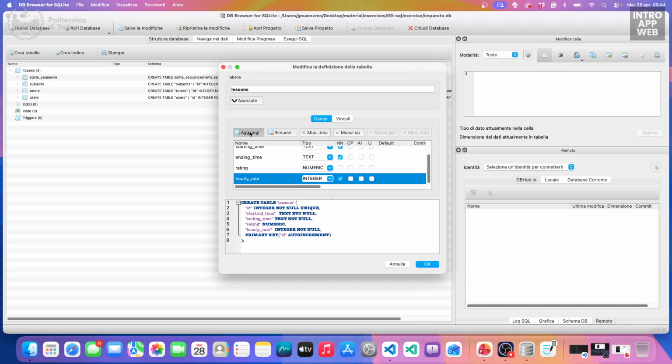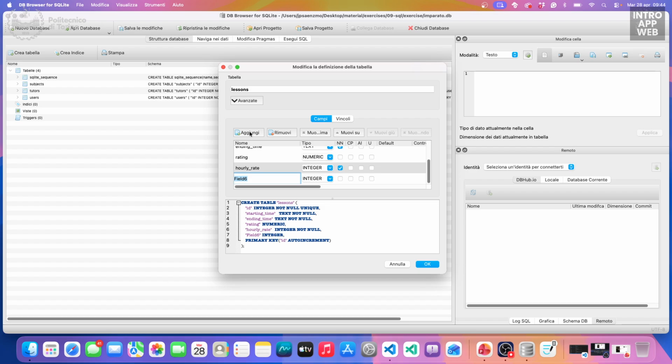Okay, so here we have the attributes, and now we need to add the foreign keys. One of them is ID subject.